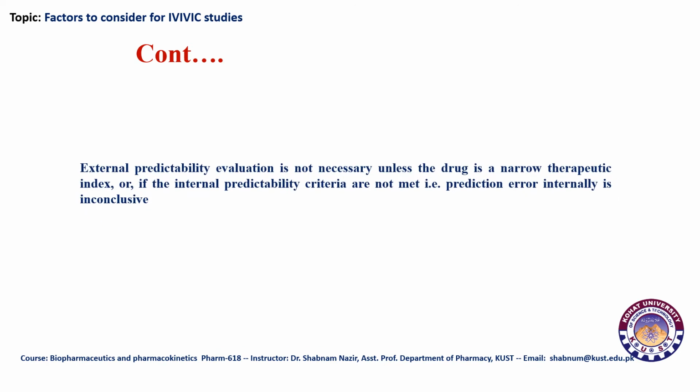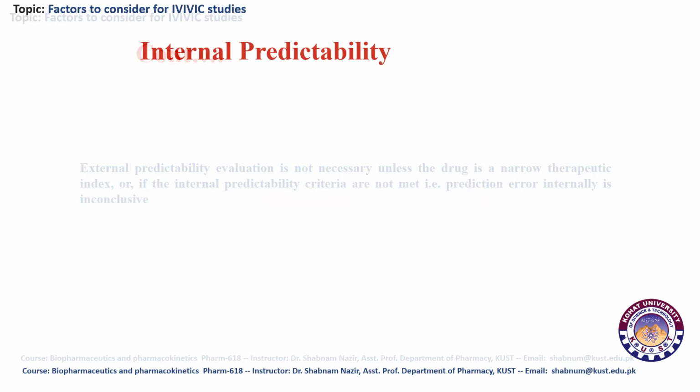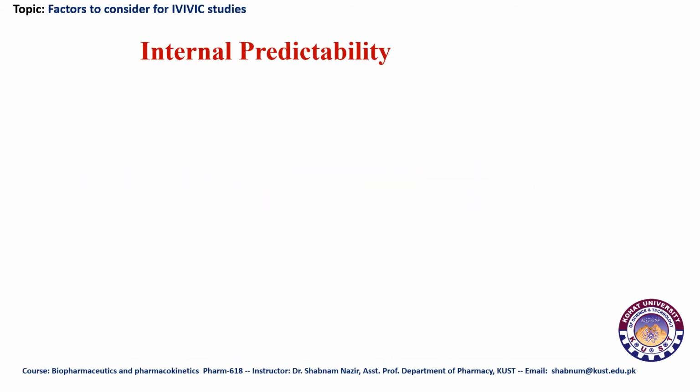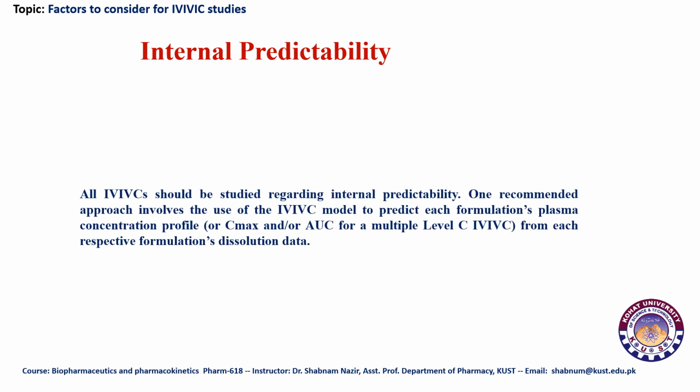External predictability evaluation is not necessary unless the drug is a narrow therapeutic index drug or if the internal predictability criteria are not met. Thus, prediction error internally is inconclusive. That's the same thing we discussed already. So internal and external predictabilities play a very important role whenever IVIVC studies are being performed, and specifically when various levels are being dealt with.